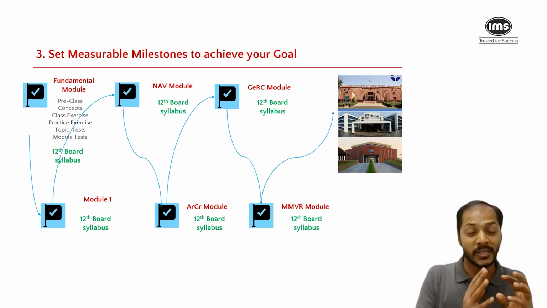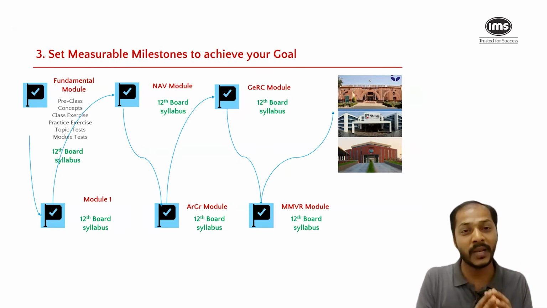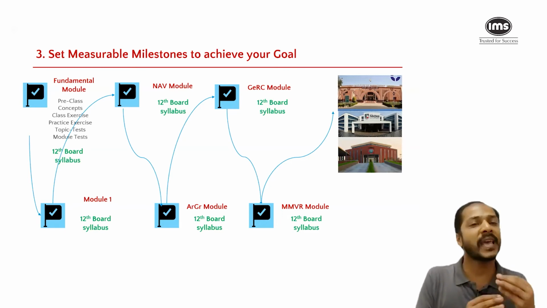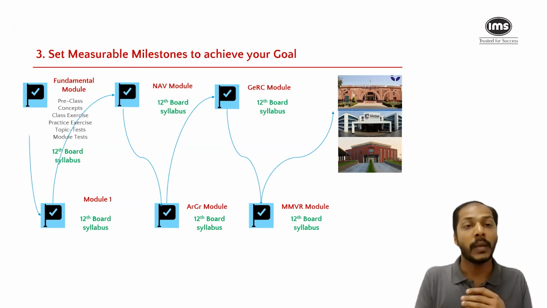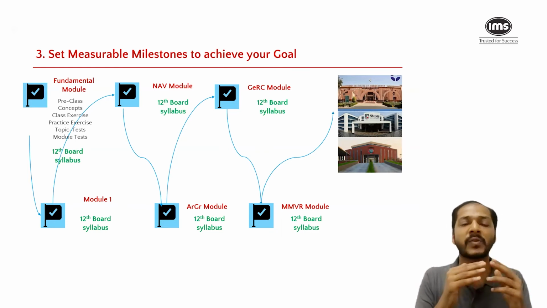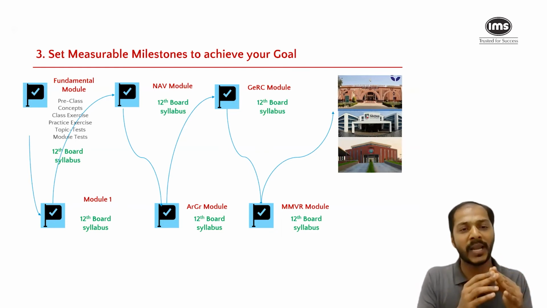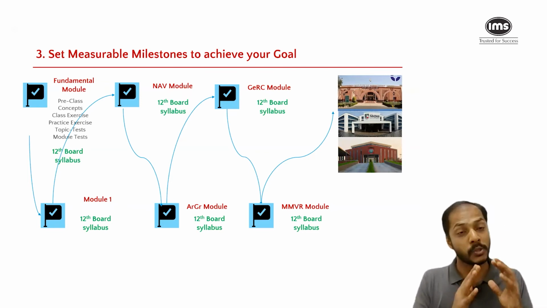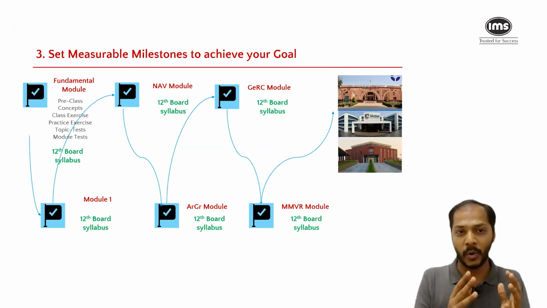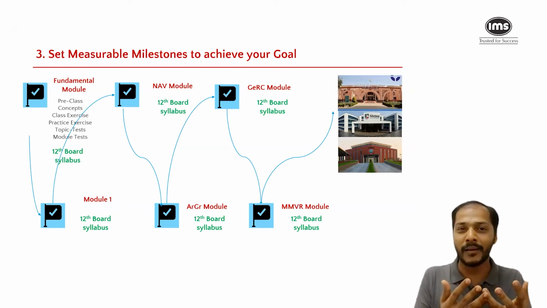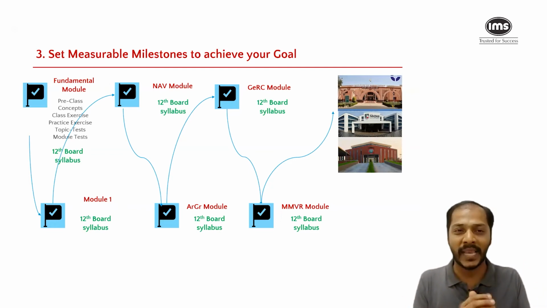So these milestones should be something which are tangible and measurable. So here, when I say I want to complete the fundamental module, maybe it would involve completing all the steps like completing the pre-class work, in-class work, post-class work, tests, module tests, etc. So once you identify the milestones, even if I say I have to complete the fundamental module, it might not seem very easy when I sit down to study the next day.